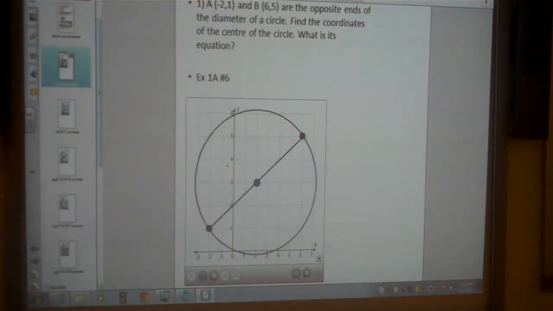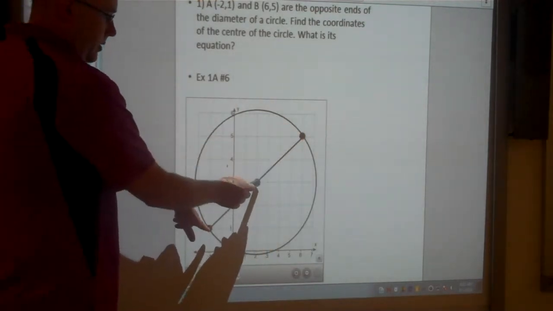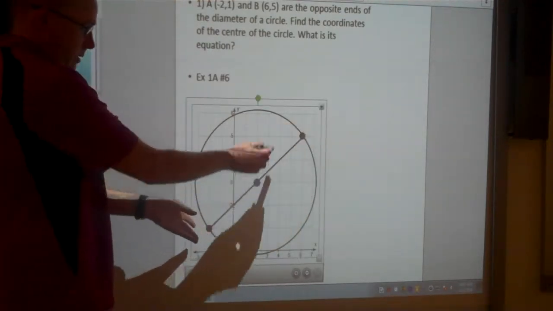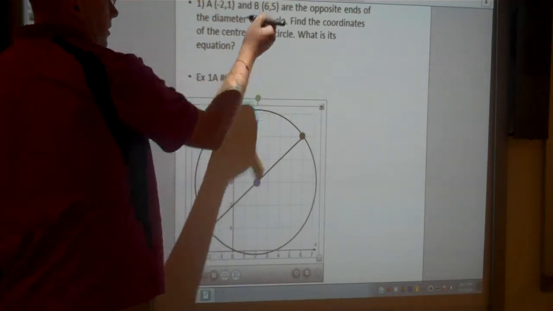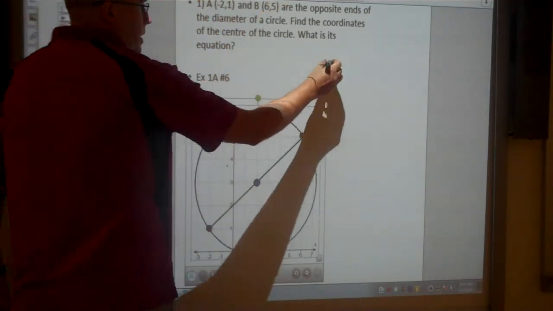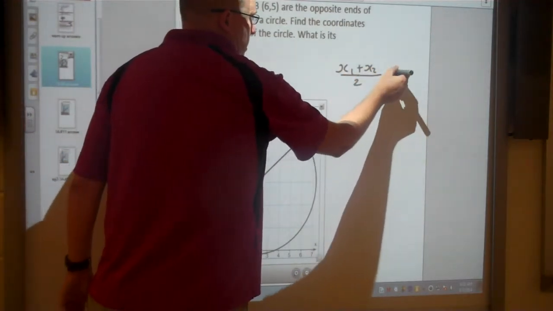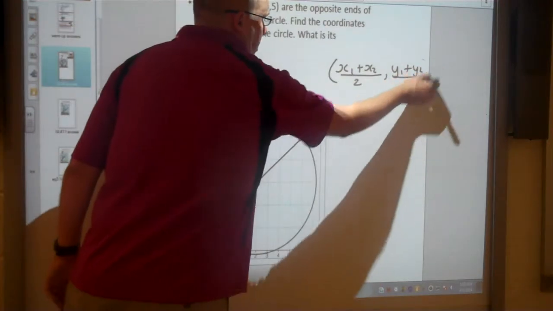Now the key part about this is, if we've got opposite ends of the diameter, and we're trying to find the centre of the circle, then what we're actually trying to find from this picture is the midpoint of those 2 points. So if we have our 2 points, (-2, 1) and (6, 5), to do the midpoint we're going to use this formula. So a lot of this comes back to knowing those formulas from geometry.